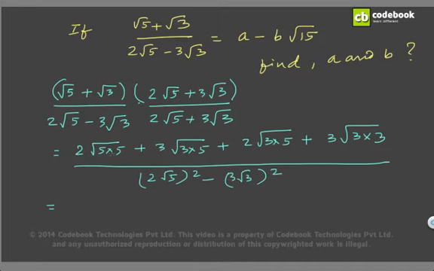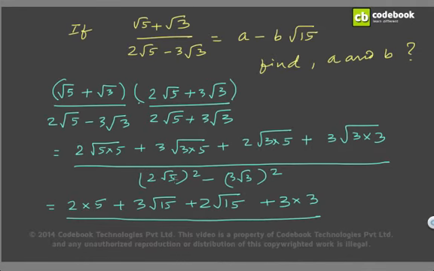So the numerator is square root of 5 times 5, which is 5 square. So square root of 5 square is 5. So it's 2 times 5 plus 3 root 15 plus 2 root 15 plus 3 times root of 3 times 3. 3 times 3 is 3 square. Square root of 3 square is 3. So it's 3 times 3 by, we know (2 root 5) whole square is 4 times 5, which is 20, minus (3 root 3) whole square is 9 times 3, which is 27. So this turns out to be, this is 10, this is 9, and this is 3 root 15 plus 2 root 15. So we have 19 plus 5 root 15 by minus 7.